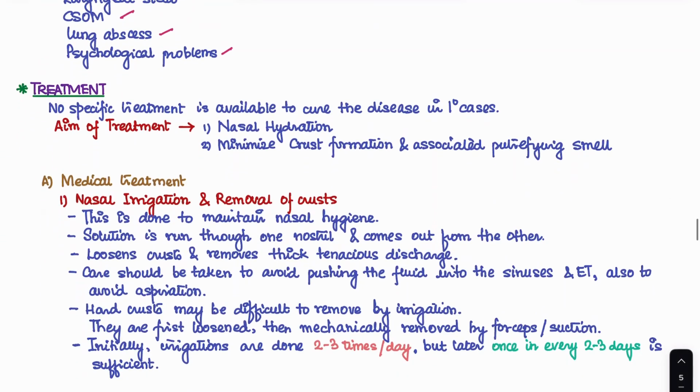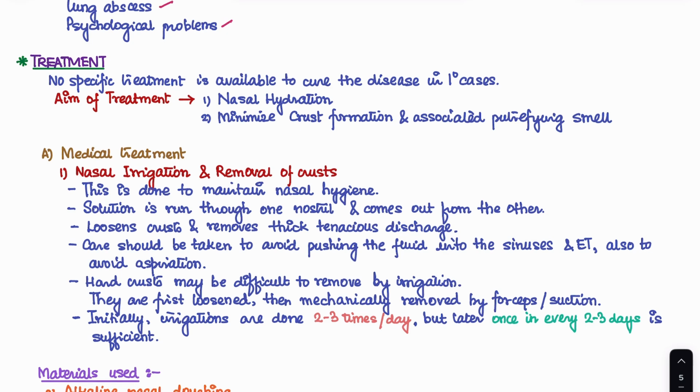Now let's move on to the treatment. There is actually no specific treatment available to cure the disease in case of primary atrophic rhinitis. So our main aim is nasal hydration and maintaining hygiene, and secondly, to remove or minimize the crust formation as much as possible and the associated foul smell that comes from it. There are two types of treatment. One is medical treatment and one is surgical treatment. Let's first discuss medical treatment.